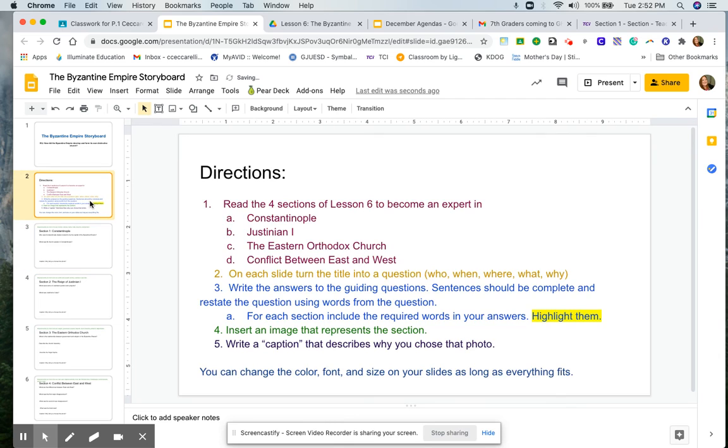Okay, back to our directions. After using the required words, you've highlighted them. Now we're ready for number 4. Insert an image that represents the section and write a caption that describes why you chose that photo.